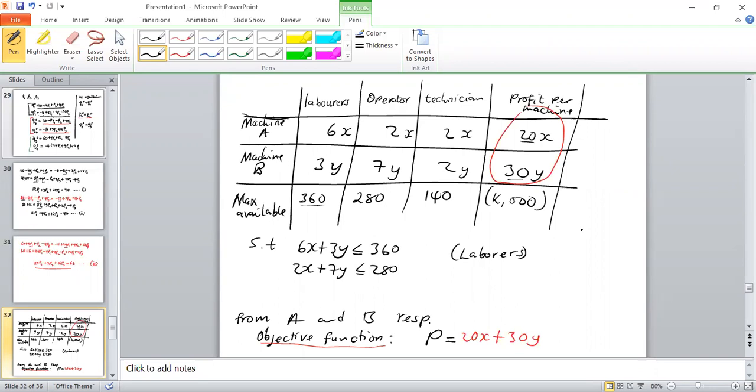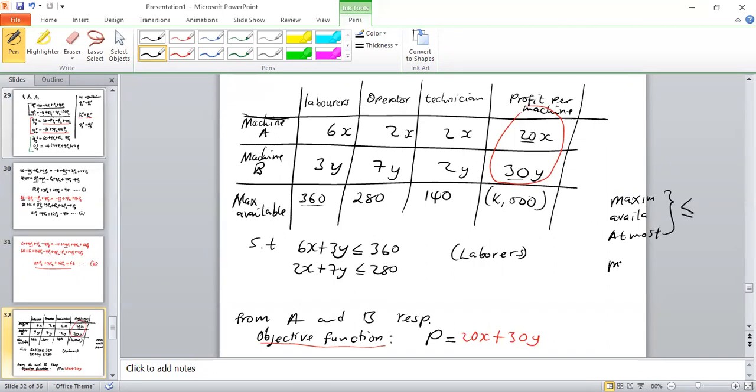So these are the terms that they use. When they use maximum, available, or at most, if they use these terms, the sign is less or equal to.